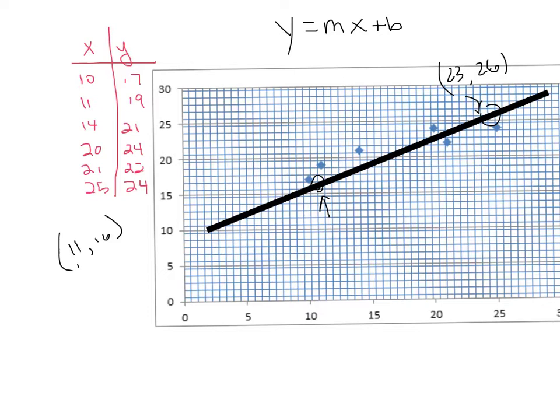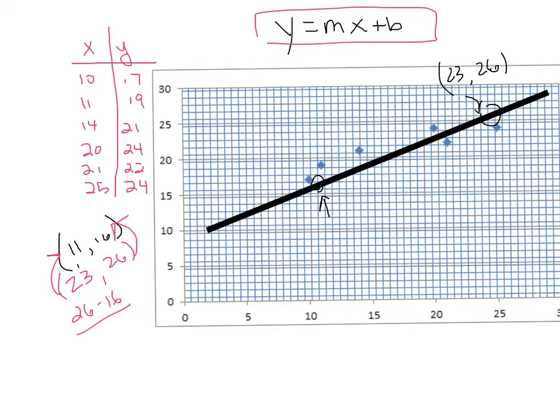We have 2 points. So this goes back to finding the equation of a line when you have 2 points. So our 2 points are (11, 16) and (23, 26). The first thing that we need to do in order to find the equation is find the slope. So let's find the change in the y's, 26 minus 16, and divide it by the change in the x's, 23 minus 11. So we're using the skills that we did before, putting those skills to use. So our slope is 5/6.